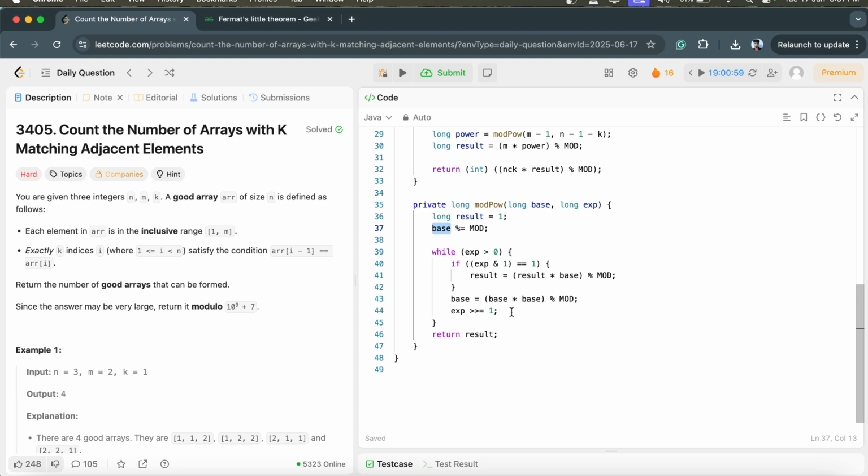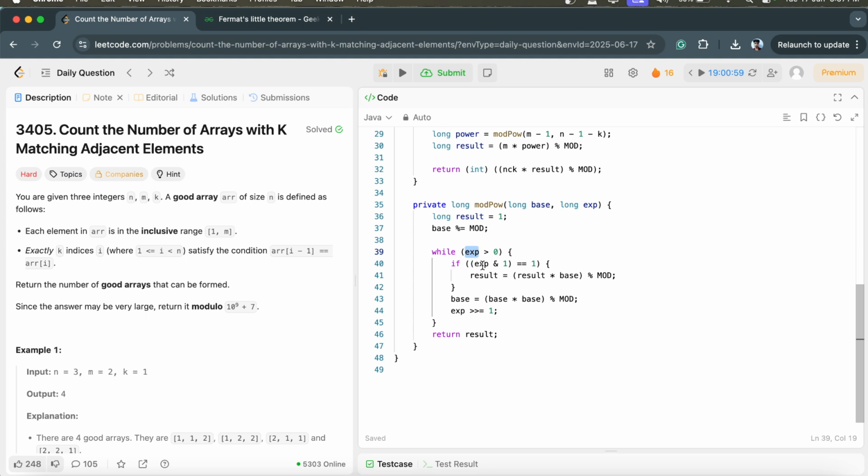Now the moment we get the base value, the exponential should be greater than 0. First, a while loop is something we are running. Inside the while loop, we will check whether the exponential value that we have is even or odd.